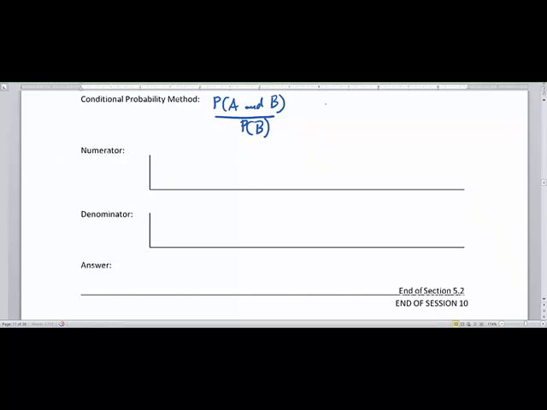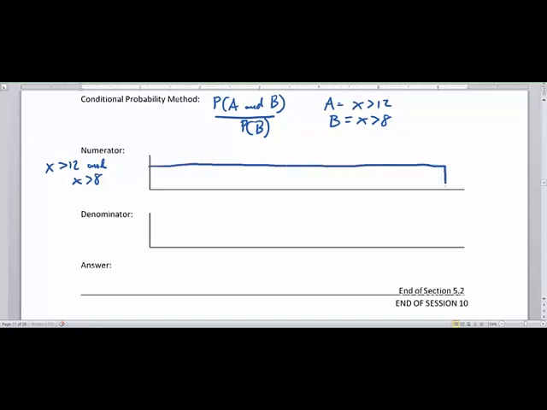Now remember, in this case, A was equal to x greater than 12, and B was equal to x greater than 8. So our numerator of this probability method is going to be A and B. So x is greater than 12, and x is greater than 8. So logic, then, brings us to our full area map. We're not going to be splitting this up at all. We're going to still use it as our 1/23.